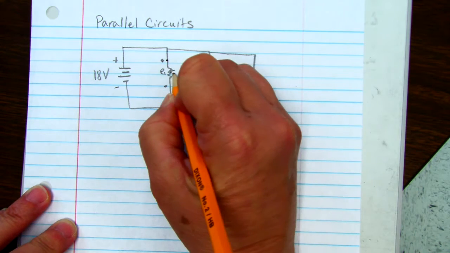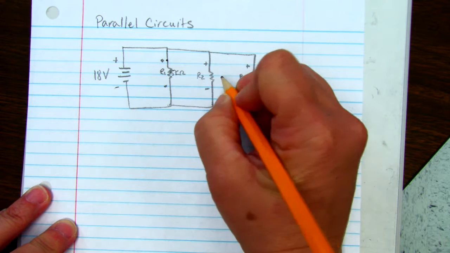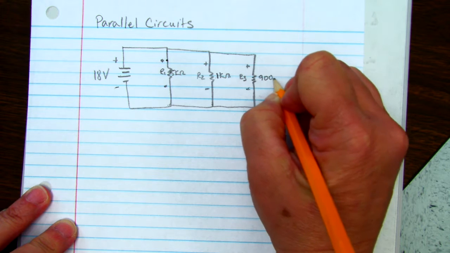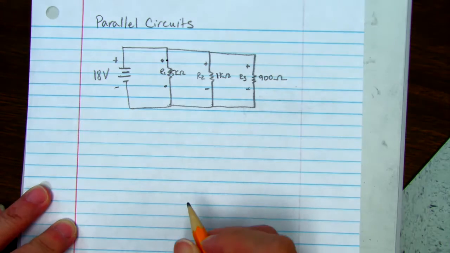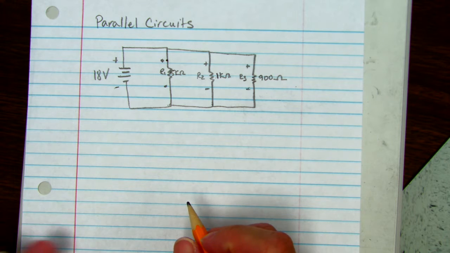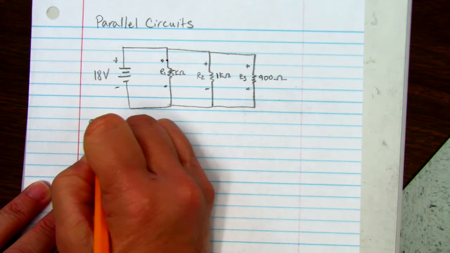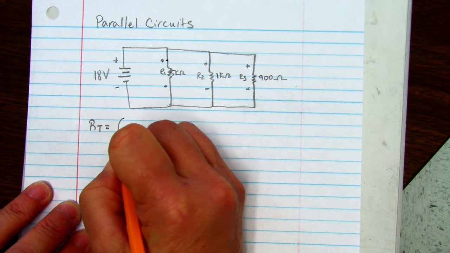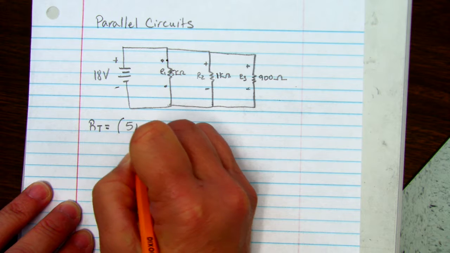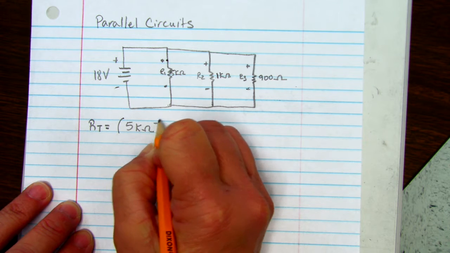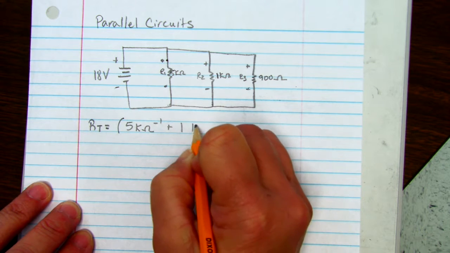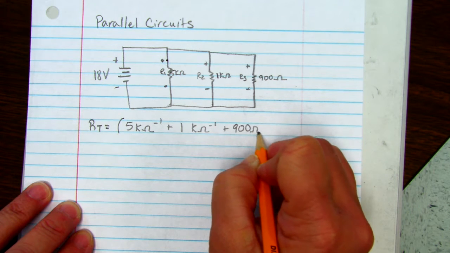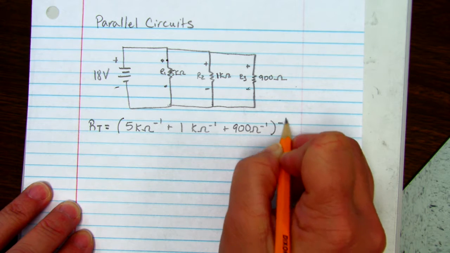R1 is going to be 5 k ohms, R2 is 1 k ohm, and R3 is 900 ohms. To find the total resistance in a parallel circuit, you have to take the inverse of the sum of the inverses. So the easy way to put that in your calculator is you take 5 k ohms inverse plus 1 k ohm inverse plus 900 ohms inverse, and then you have to inverse the answer.